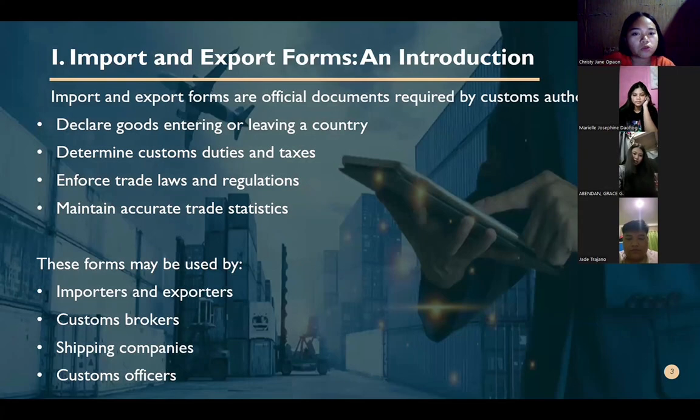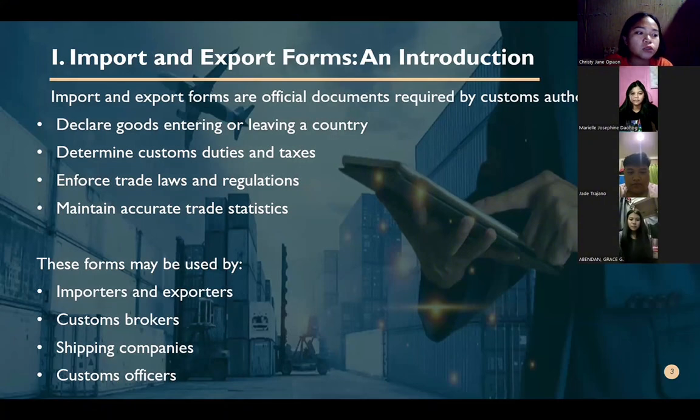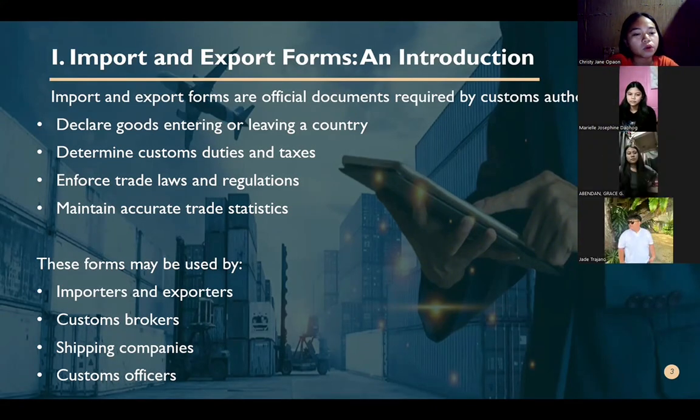Import and export forms are official documents required by customs authorities to declare goods entering or leaving a country, determine customs duties and taxes, enforce trade laws and regulations, and maintain accurate trade statistics. These forms may be used by importers and exporters, customs brokers, shipping companies, and customs officers.